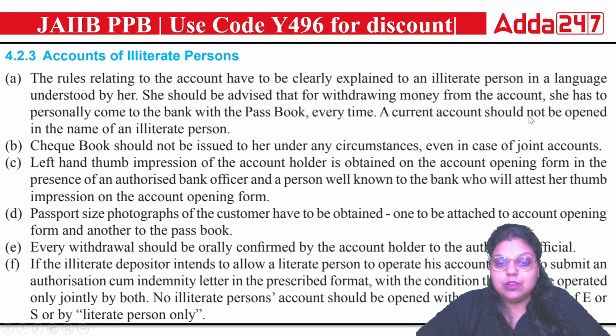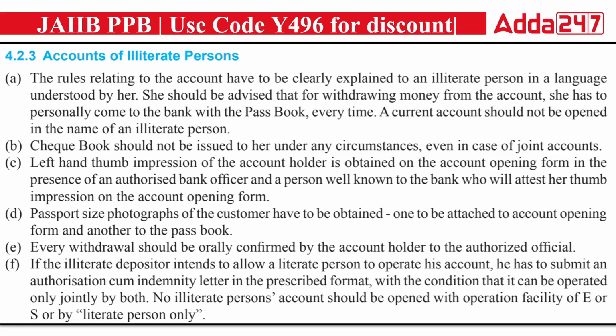Passport size photographs of the customer have to be obtained, and one to be attached to the account opening form and another should be attached to the passbook of an illiterate person. Next thing is that every withdrawal should be orally confirmed by the account holder to the authorized official. Okay. Then if the illiterate depositor intends to allow a literate person to operate their account, he has to submit an authorization cum indemnity letter prescribed in the format with the condition that it can be operated only jointly by both of the persons. So no illiterate person's account should be opened with the operational facility of either or survivor or by literate person only.